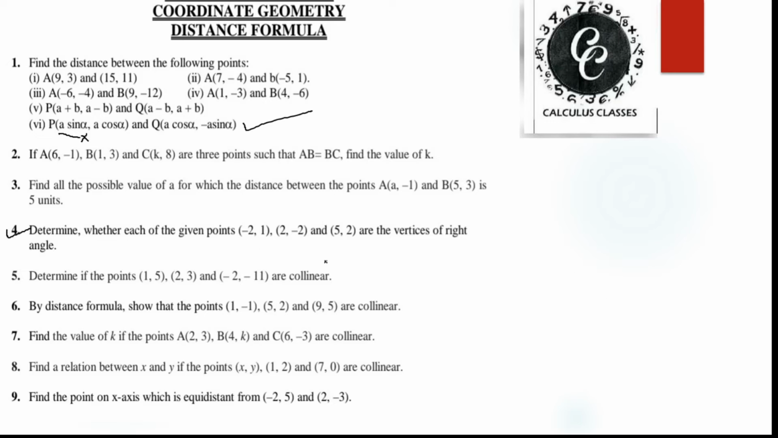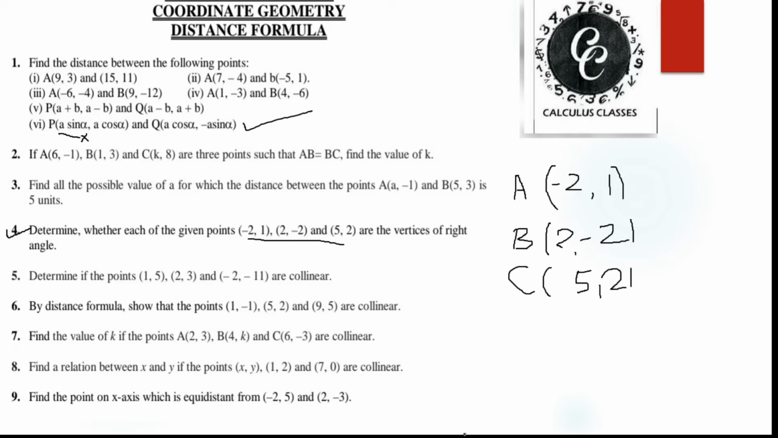See, in the fourth question, they are asking about three points that are given, and these 3 points denote the vertices of a triangle. I'm taking the first point A as minus 2 comma 1, the second point B as 2 comma minus 2, and the third point C as 5 comma. What we have to do first is find the distance between AB. I'm applying the distance formula. You know the distance formula very well, as we discussed just now.